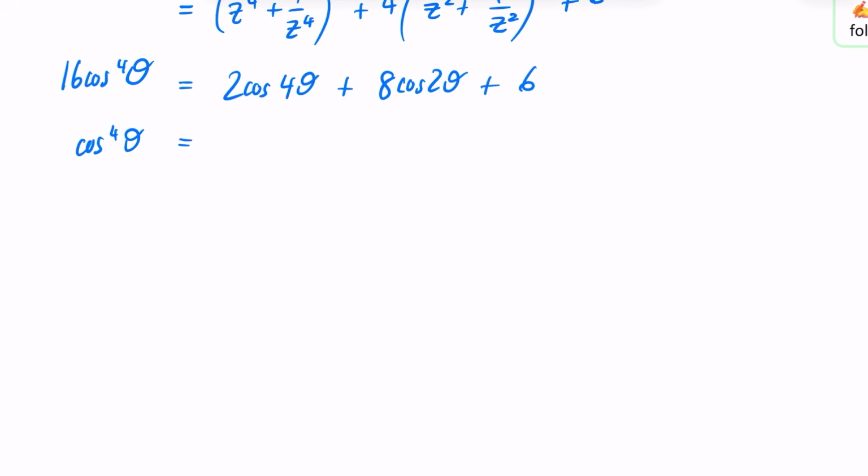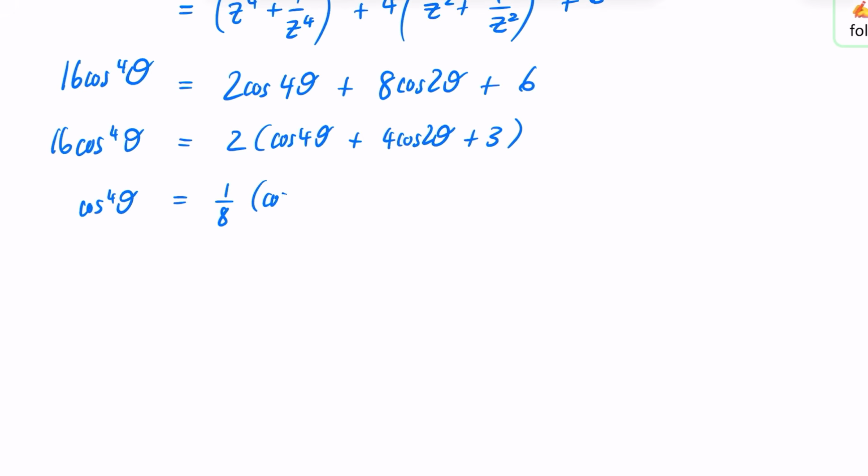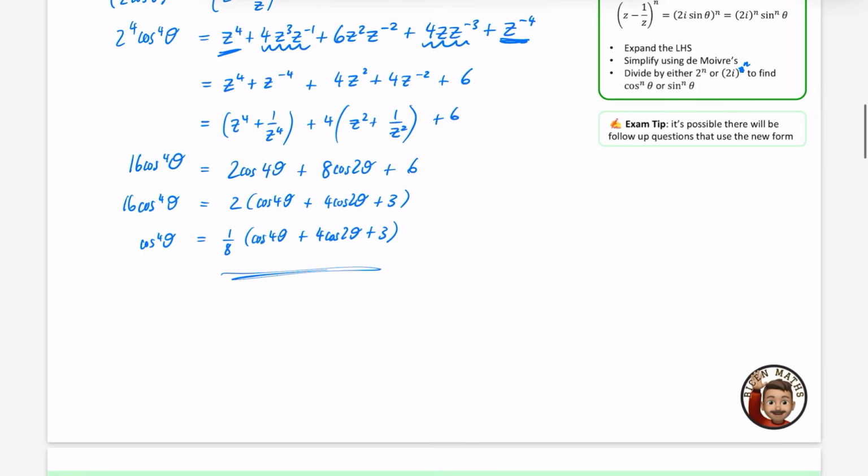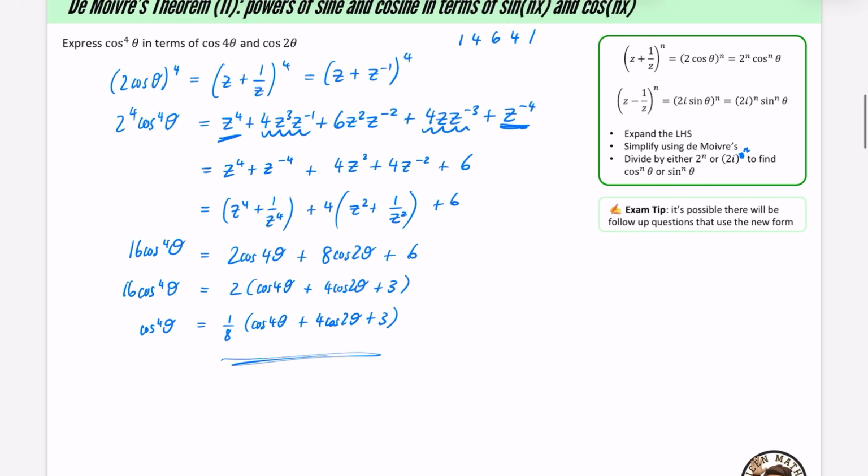So cos to the 4 theta, I'll tell you what I'm going to do. I'll actually factorize out the 2 first, so that we have 2 lots of cos 4 theta plus 4 cos 2 theta plus 3. And then when I divide by the 16, I have the 2 divided by 16, which is 1/8. So we have the cos 4 theta plus 4 cos 2 theta plus 3. Okay. And then again, this is the part they might ask you to do some kind of integration step that might be going with this one.